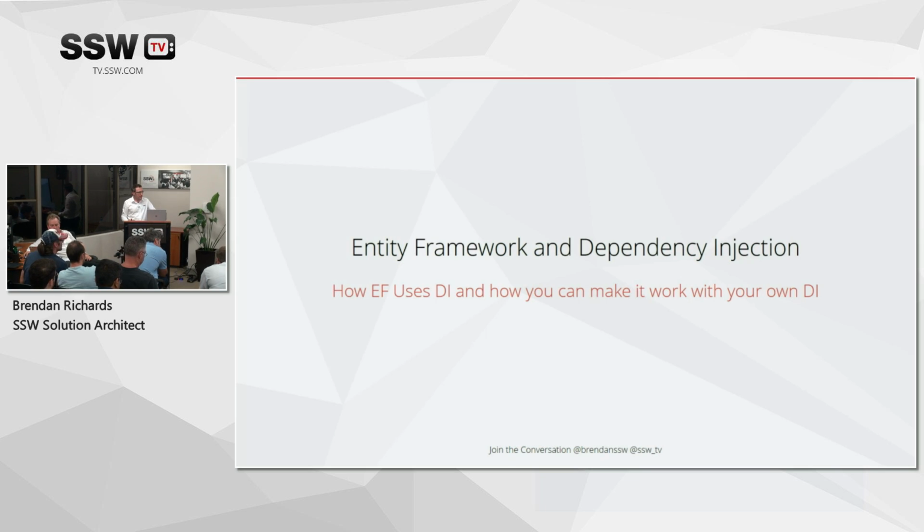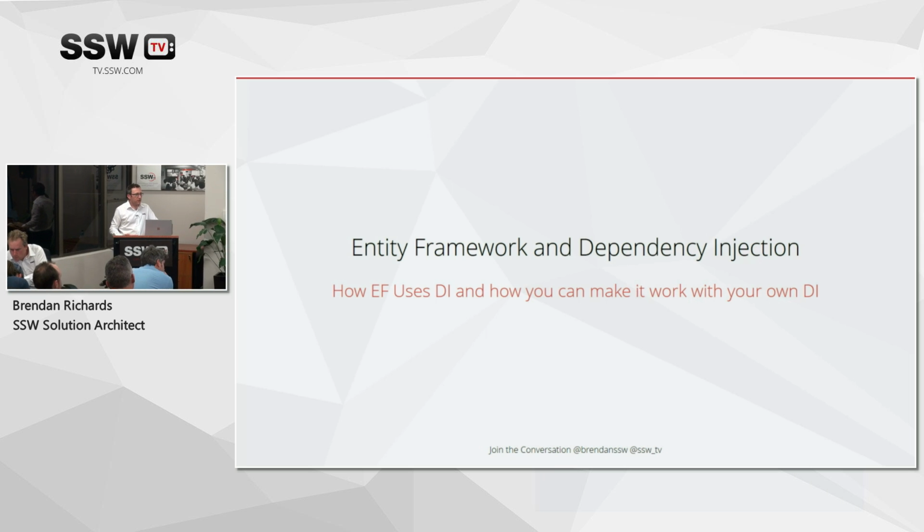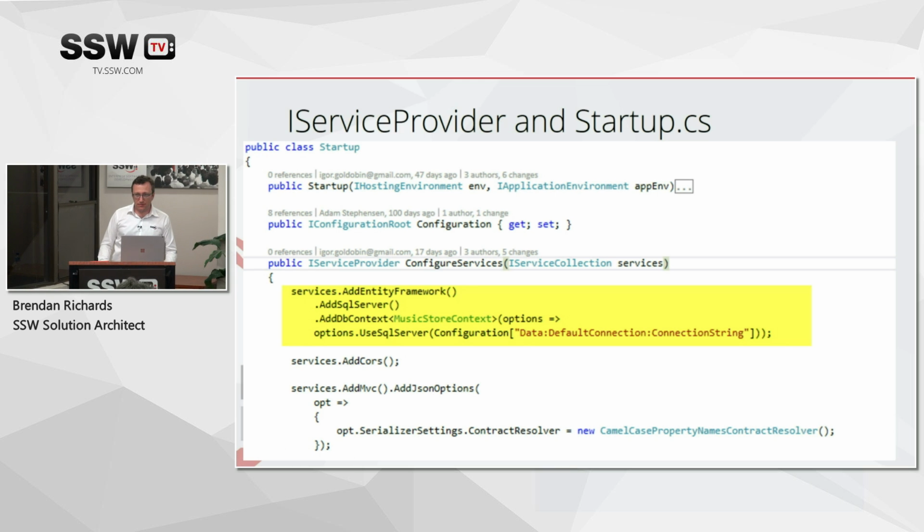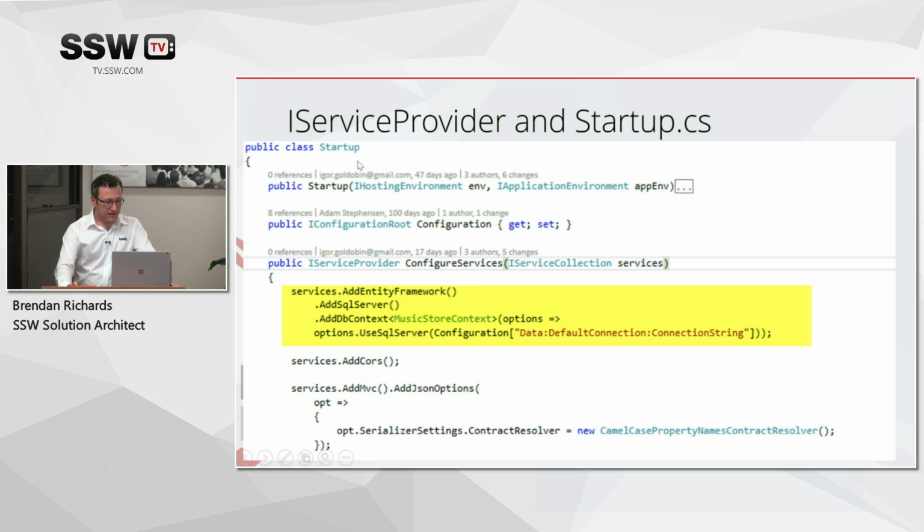Okay, I'm going to move forward now and talk a bit more about dependency injection, and really about how Entity Framework uses dependency injection and how you can make it work with your own dependency injection. So we've seen the startup before. This is your startup class, which is kind of standard in your new .NET Core projects, so your new VNext projects, or whatever the actual container is called. And we've got this as standard inside your startup project. There's this method called configure services, which takes a service provider and a service collection.